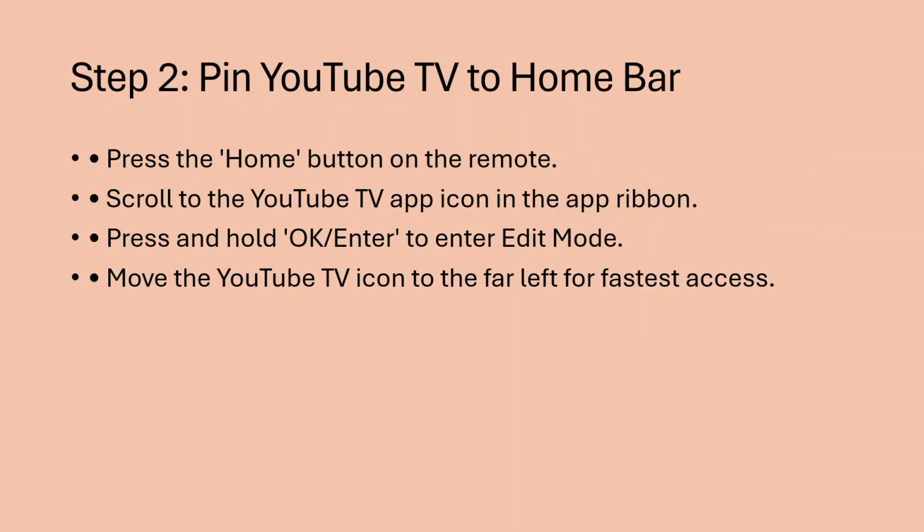Step 2. Pin YouTube TV to home bar. Press the home button on the remote. Scroll to the YouTube TV app icon in the app ribbon. Press and hold OK/enter to enter edit mode. Move the YouTube TV icon to the far left for fastest access.